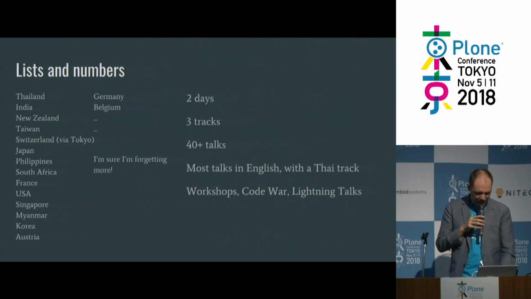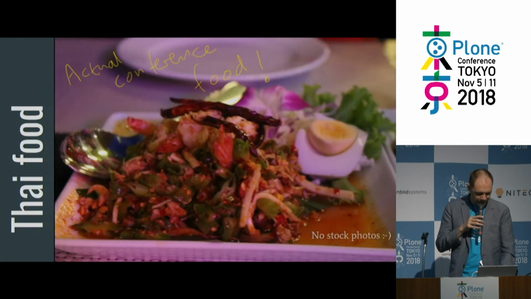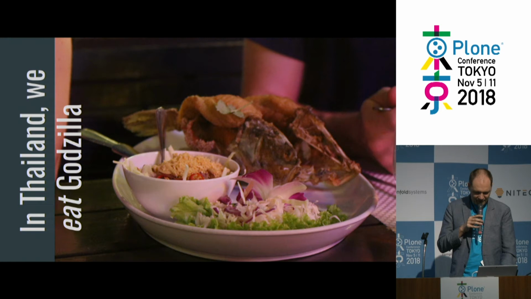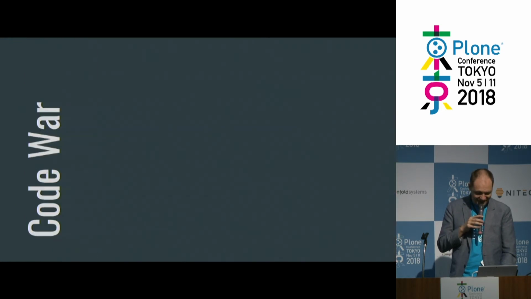We had people from about 20 countries, 2 days, 3 tracks, 40+ talks. We had a Thai track as well, but most talks were in English, and most people speak English. The food is excellent. That's the lunch at the first day, I think it was. Those little things that look like dinosaurs are really fishes. It's very tasty. We had a code war that was great fun, and we're doing one later this year again.